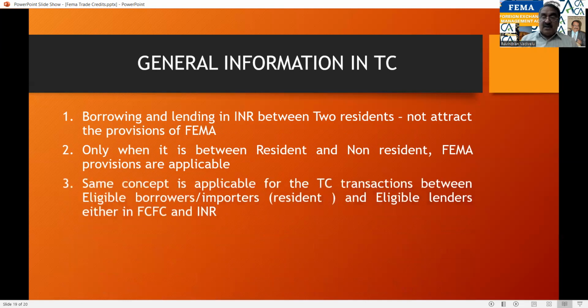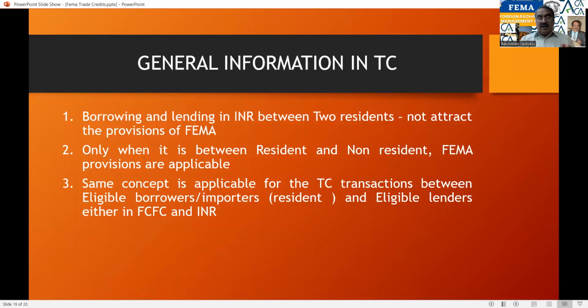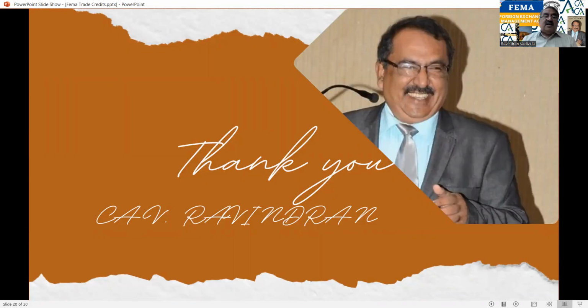And the same concept is applicable for the transaction between the eligible borrowers or importers and eligible lenders, either in FCFC, that is freely convertible foreign currency, and INR. So any transaction between two residents in Indian rupee, FEMA is not applicable. But if it is done between resident and non-resident, and that too in FCNR or INR, then all the FEMA provisions are applicable. With this, I am just closing the highlights of trade credit.